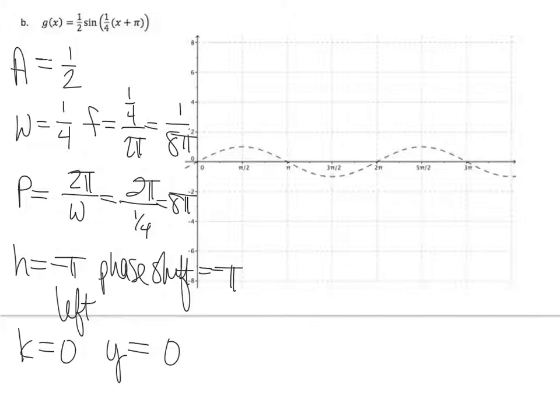To graph a full period of this function, I can't with the graph they've given me. So that's sort of funny in my mind, but that's all right. We know that we're phase shifting negative pi. We have a midline at y equals 0. I need to get a full period in 8 pi, so it's going to be really long and stretchy.